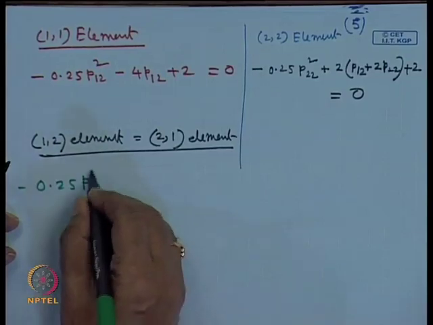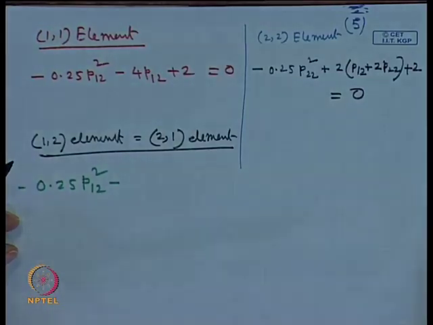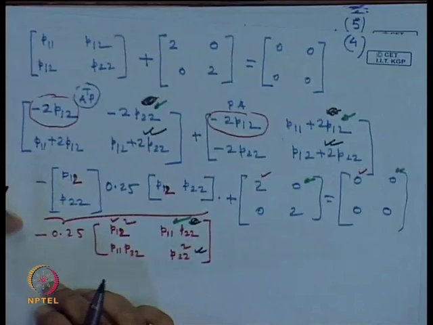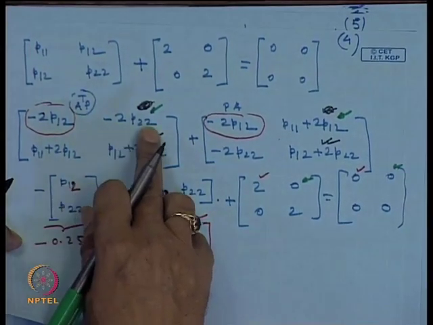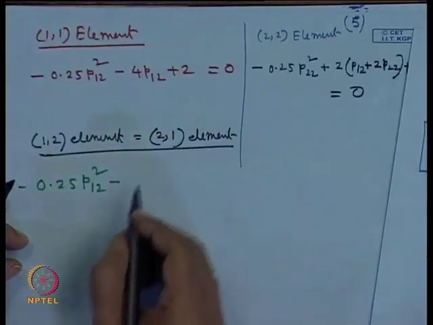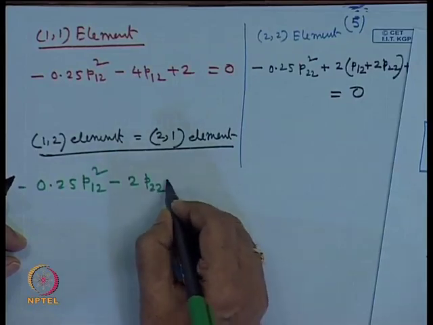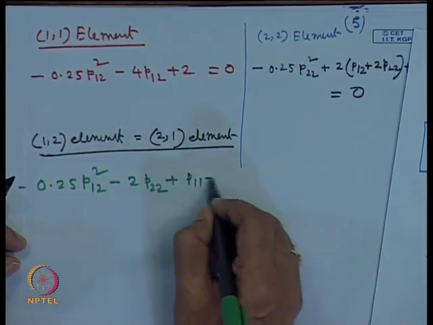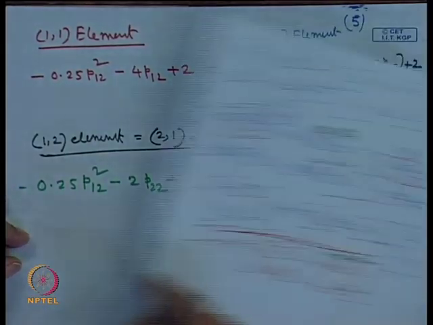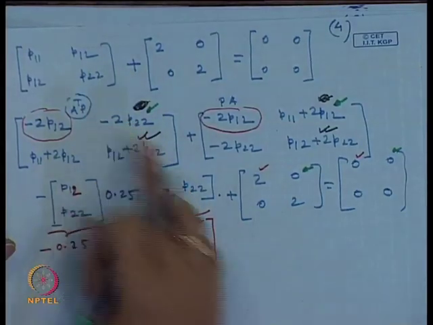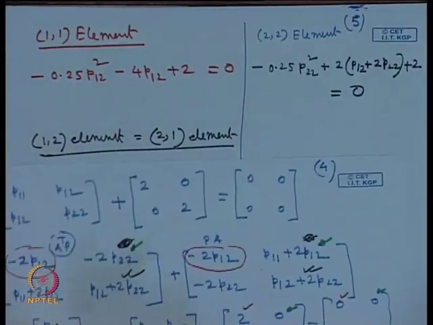P12 whole square, then your minus 2 P22 minus 2 P22, then your plus P11 plus twice P12 is equal to 0. Just I am writing this quantity P12 element. P12 element is 0.2 P11 P22 P12, your P12 element.